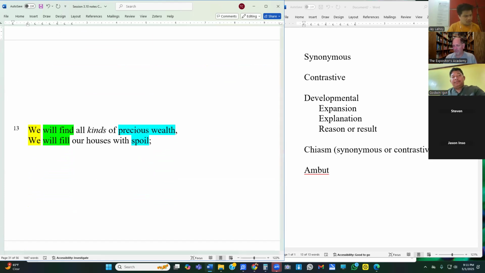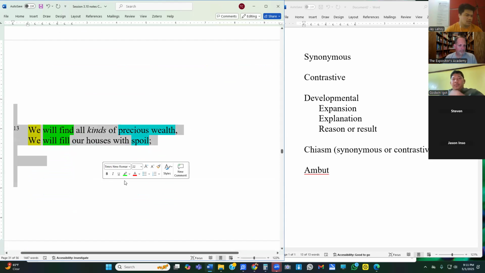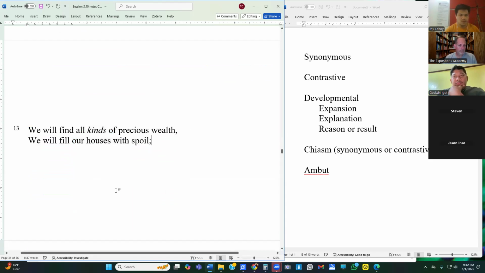Let's go back to Godwin. We'll each do one more, and then we'll finish that. We'll find all kinds of precious wealth. We will fill our house with spoil. Just like a contrastive assertive? The two lines, sorry, two lines.